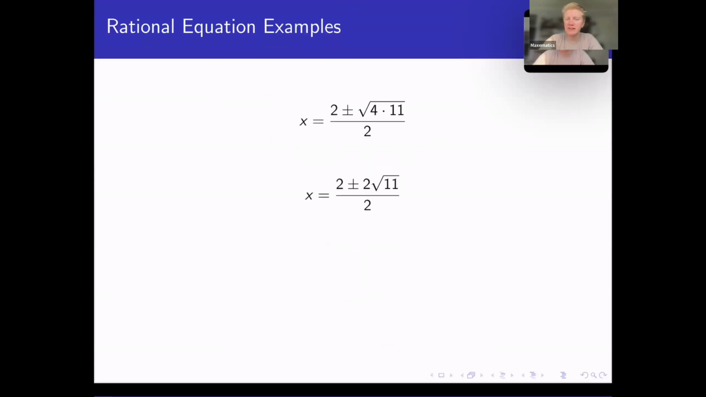So again, don't just try and cancel out one of the 2's. You're dividing both of them by 2 because we got this plus and minus up here. Well, 2 divided by 2 is 1. 2 divided by 2 is also 1. And we're left with just square root of 11. Okay, so maybe still nothing weird.